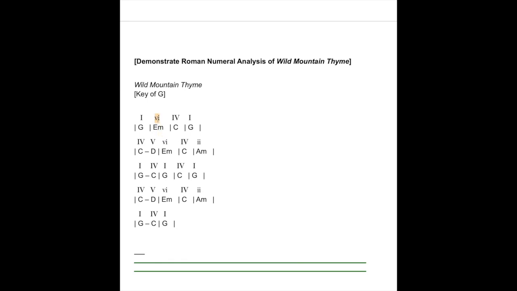Here it's the lowercase. So you can go through and look at these. Just to give one last go around at this: major 1, minor 6, major 4, major 1, major 4, major 5, minor 6, major 4, minor 2, etc.